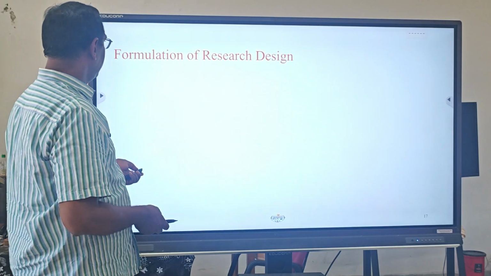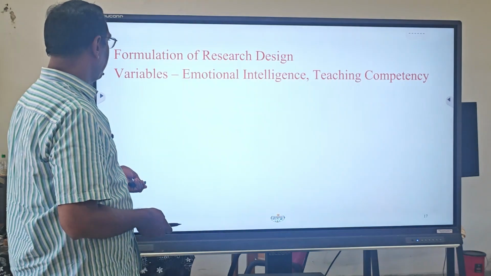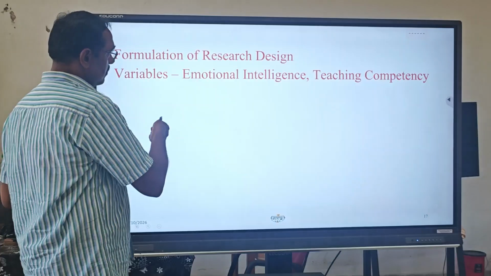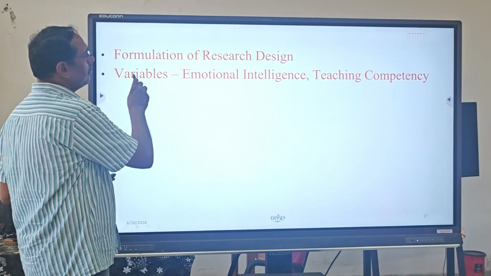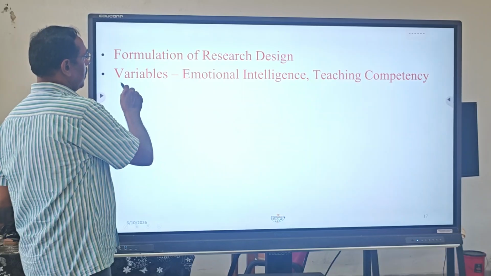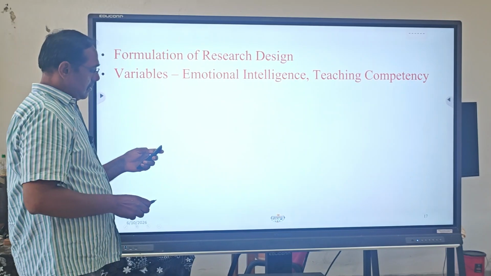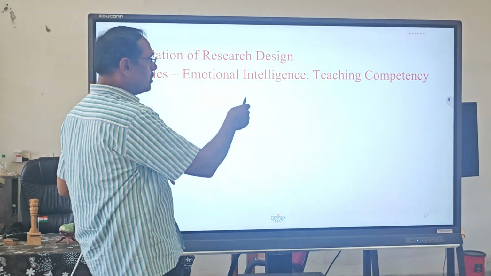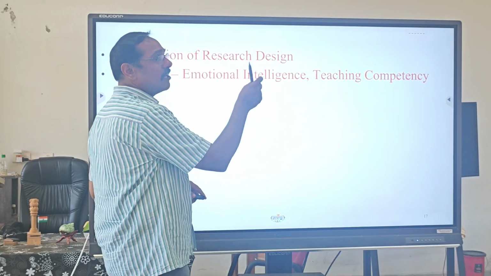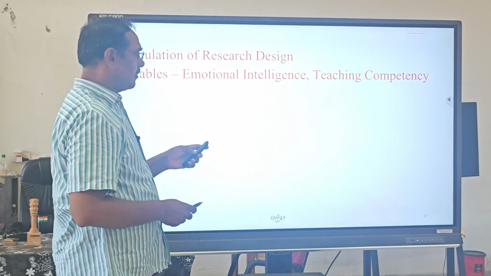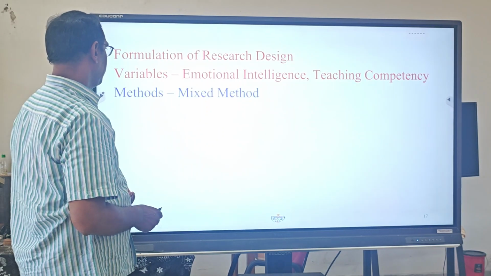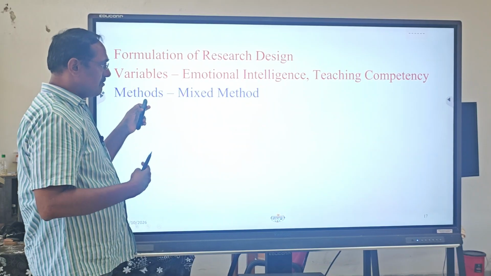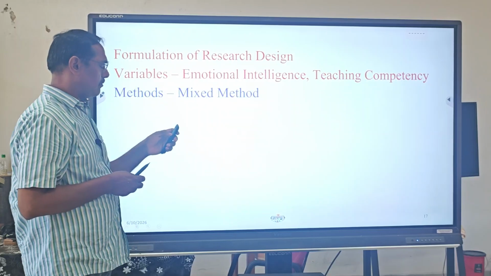So I think before that, identification of research gap, then formulation of research design. This is for my research. After going through all those things, the meta-analysis and identifying the research gap, the variables I took were emotional intelligence and teaching competence, because these two were not connected by many studies. Therefore, there is a gap. To fill that gap, I have taken these two variables for my study. For method, I have used a mixed method, because mixed method was very rare at that time. Therefore, I have taken mixed method for my study.